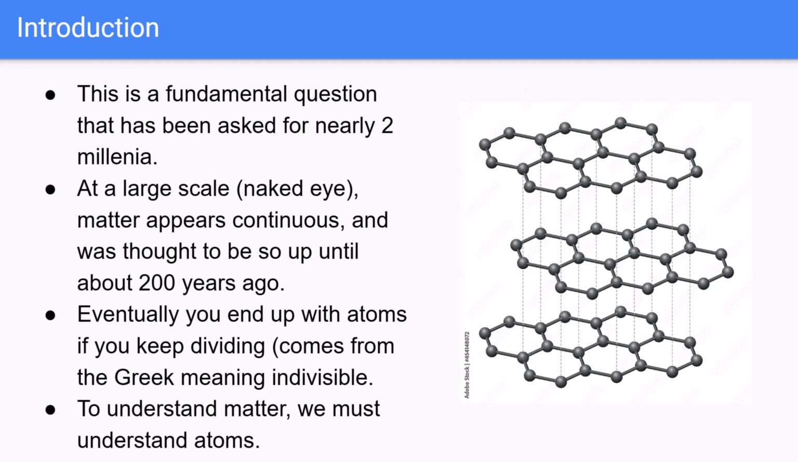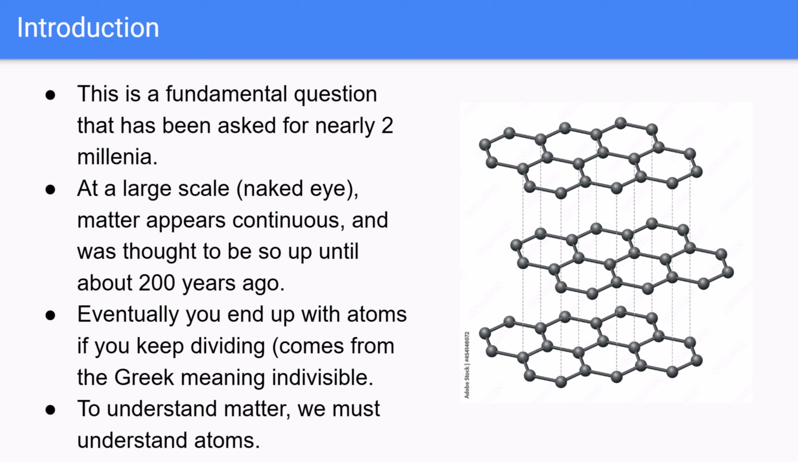And the reality is this is a fundamental question that has been asked for thousands of years. It goes back to an ancient Greek philosopher called Democritus. And Democritus came up with the concept of the atom, that materials are made up of small fundamental units and that different materials are made up of different fundamental units.